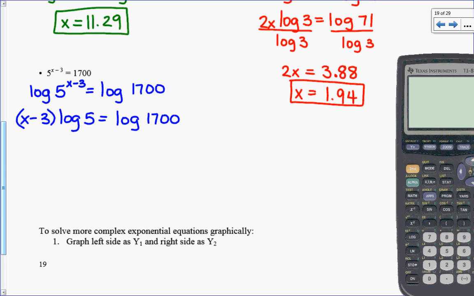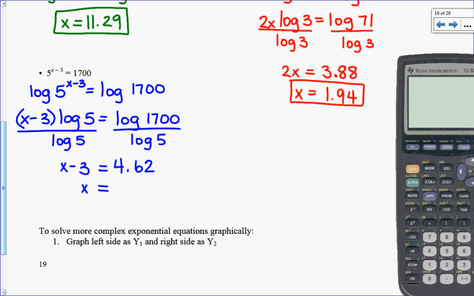Then just like before, I need to isolate my x on one side. So I'm going to divide both sides by log 5. So on this side, I will be left with x minus 3 equals, and on the right side, log 1700 divided by log 5 is 4.62. Now to solve for x, I have to add 3 to the left side, so I'm going to add 3 to the right side. 7.62 is what x equals.